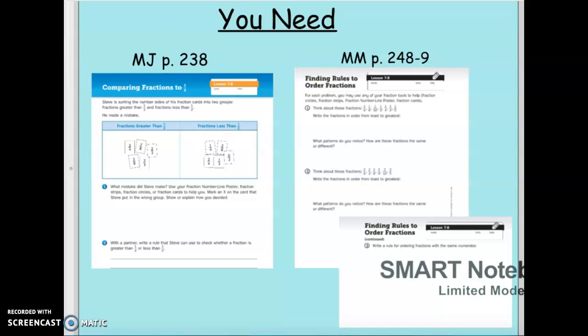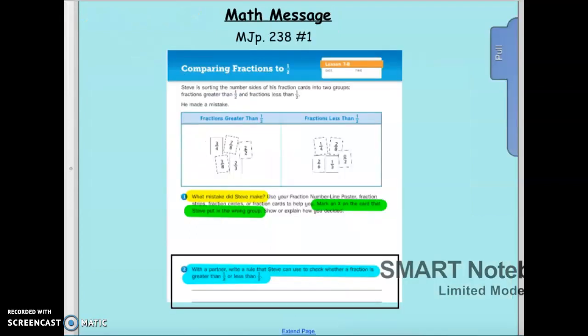Welcome to Lesson 7.8, Finding Rules for Comparing Fractions. Today you will need Math Journal, page 238, and Math Masters, pages 248 to 249. Let's begin with today's math message.